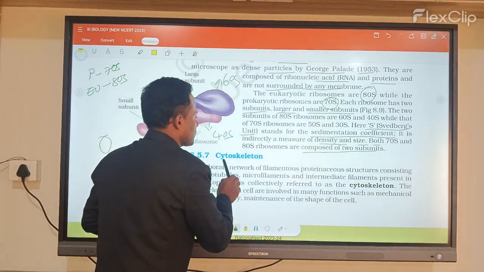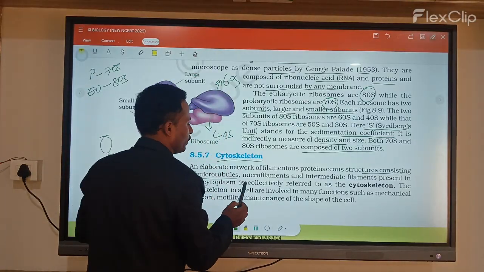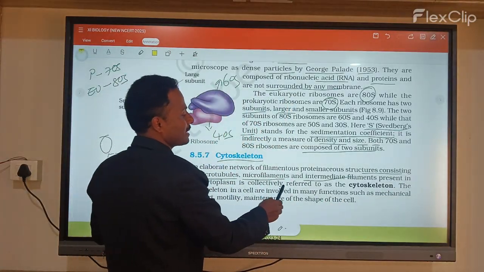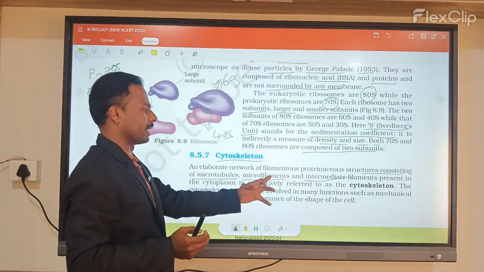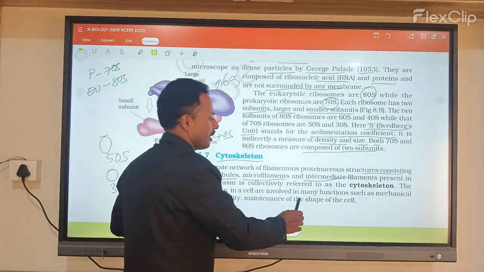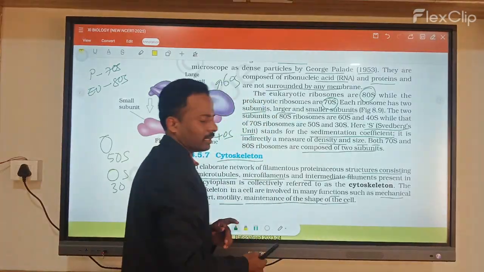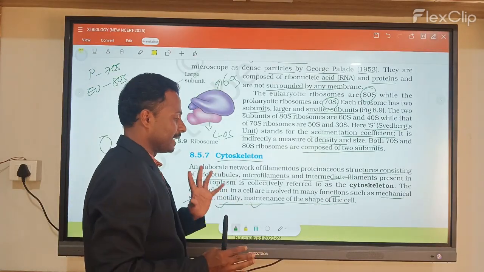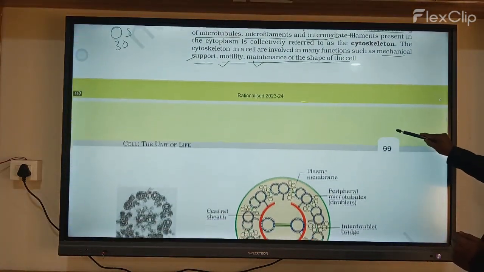Next, the cytoskeleton. It is an elaborate network of filamentous proteinaceous structures consisting of microtubules, microfilaments, and intermediate filaments present in the cytoplasm. This is referred to as the cytoskeleton. Inside the fluid there are microtubules, microfilaments, and intermediate filaments. The cytoskeleton is involved in many functions, the major ones being mechanical support, motility, and maintenance of the shape and size of the cell. Okay, this is the cytoskeleton.